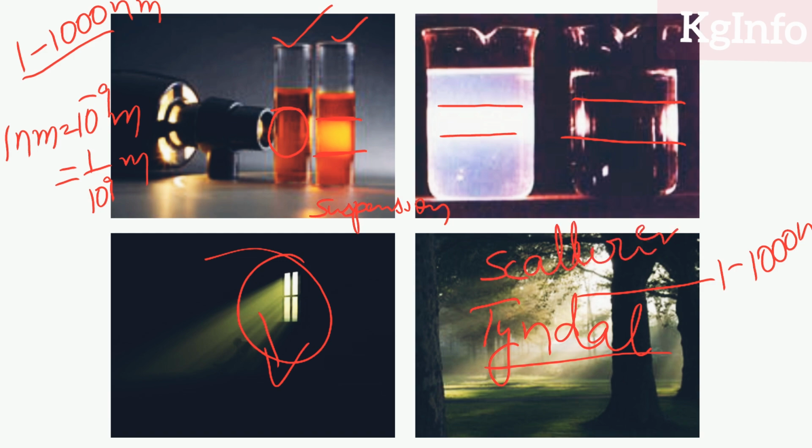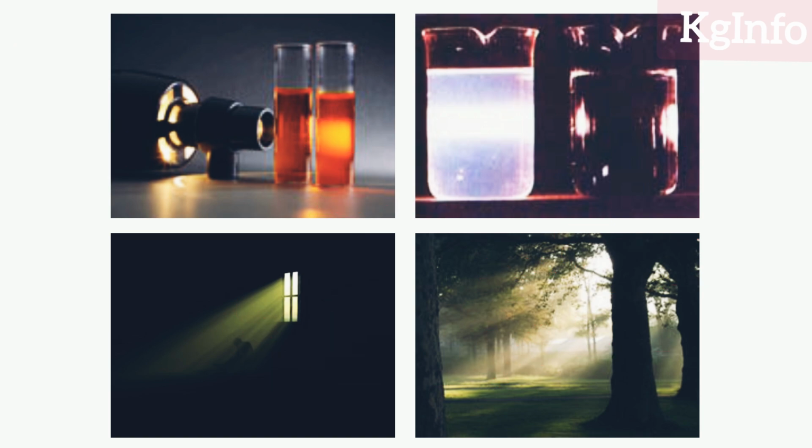What is light scattering? Let me explain. Due to this light scattering phenomenon, we observe the sun is red at sunrise, the sun is red at sunset, the sky is blue, and the deep ocean water is blue. These all are due to the scattering of light. What is scattering of light? Let me explain now; we can understand it very easily.